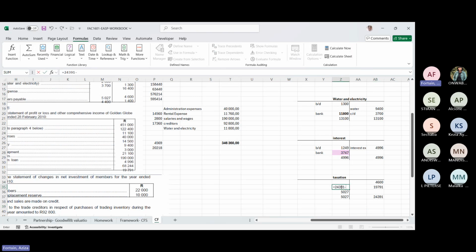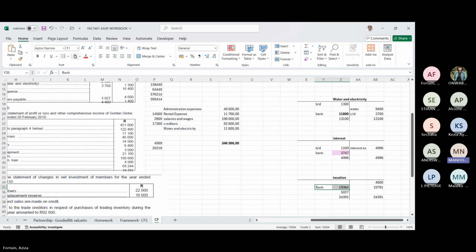24,391 minus 5027 is 19,364. So that is what is paid. 19,364. Mm-hmm. But I asked you about that. Yes, I also got that.